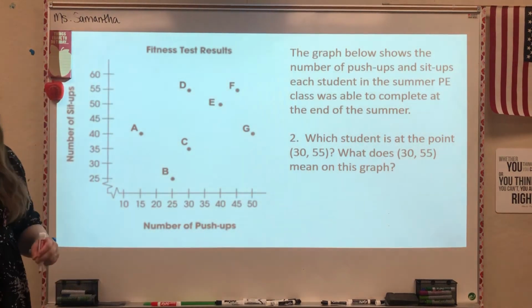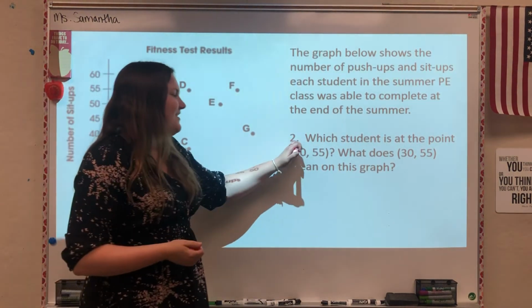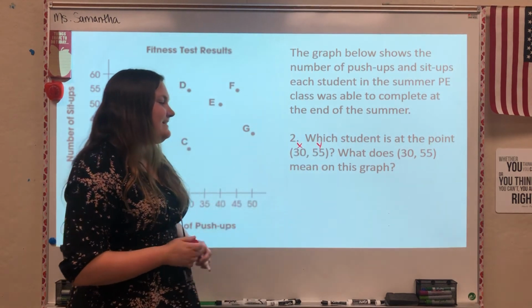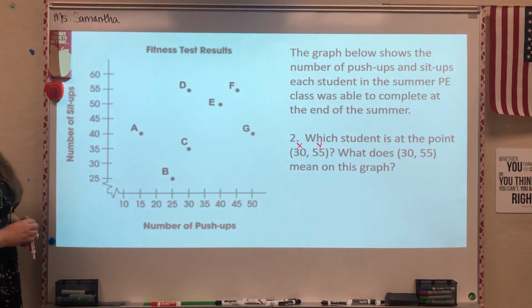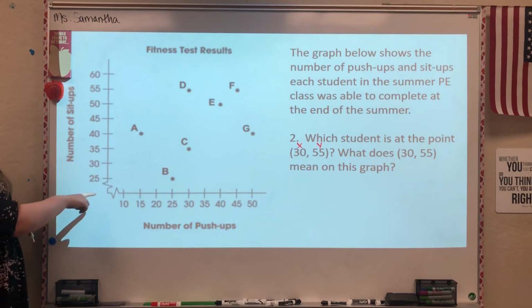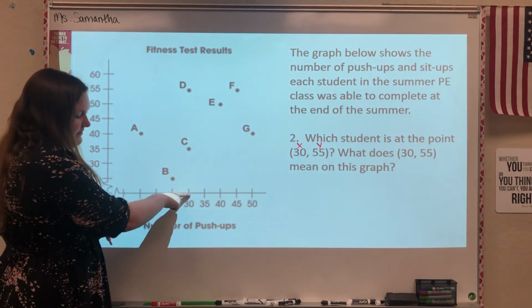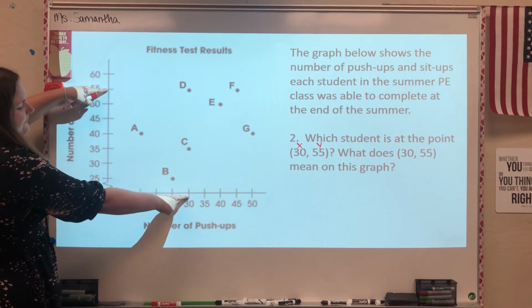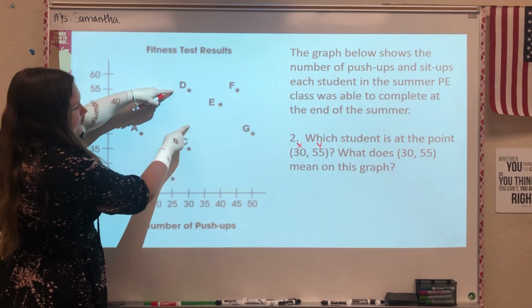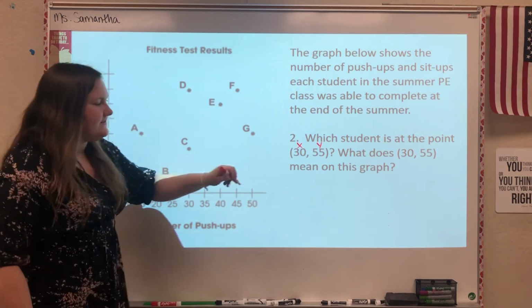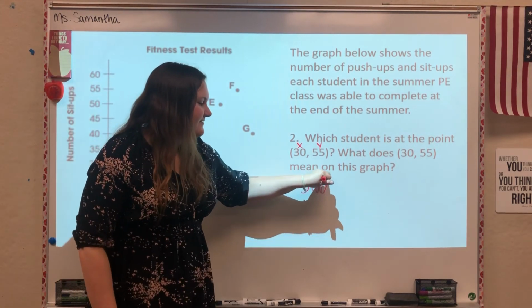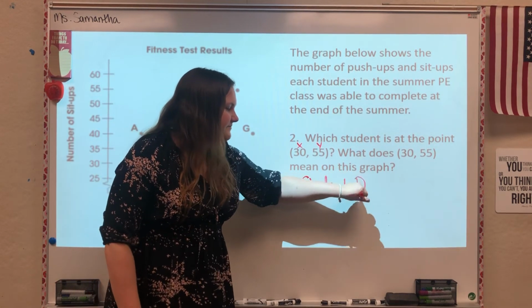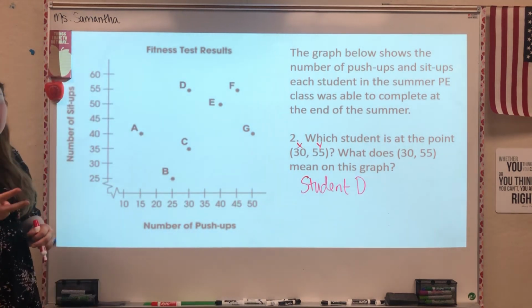I could go ahead and, using the information we talked about earlier, find that point by saying, well, the first coordinate is 30, and that's our x coordinate. So I could go to 30, and then our y coordinate is 55. Who is right there? Well, it is student D.